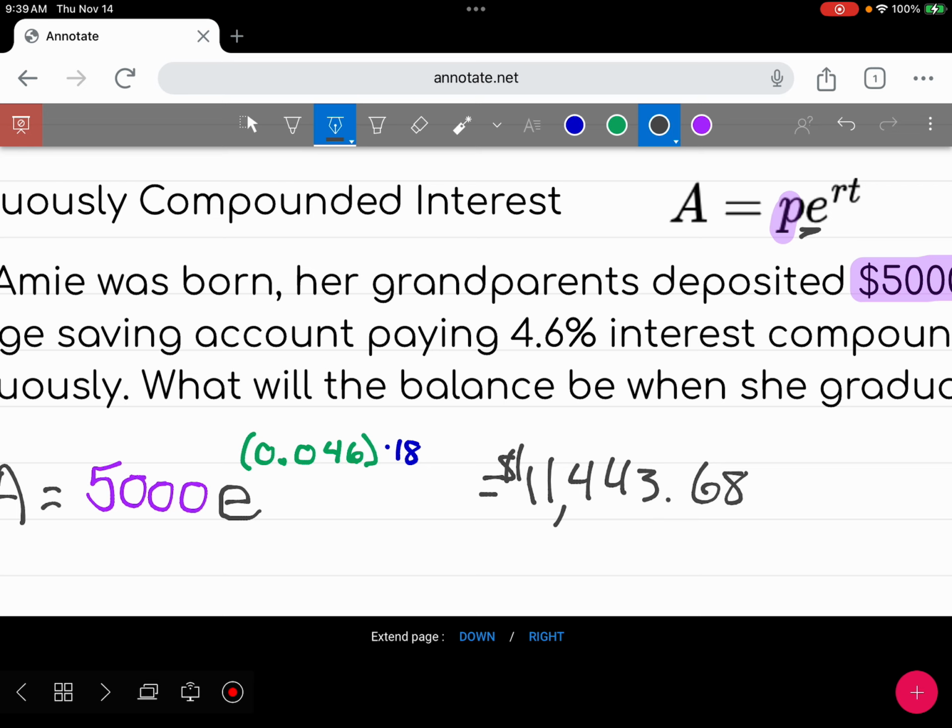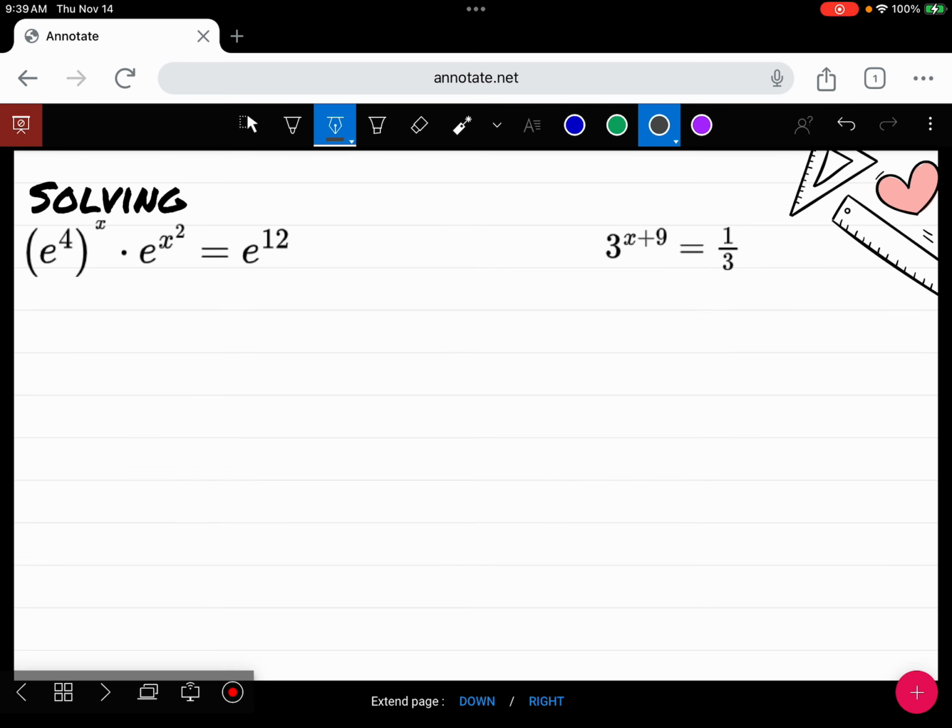So it's really, really similar to our other exponential equations. E is just a number. It's a button on the calculator. Which means when it comes to solving stuff like we did yesterday, it's going to be about the same. Let's do both of these and this will be it.